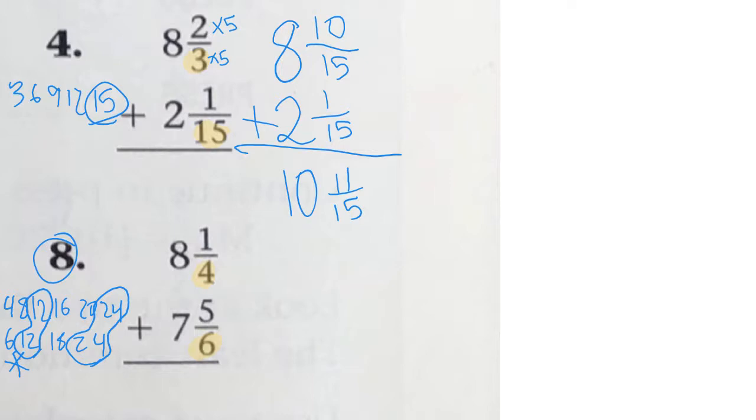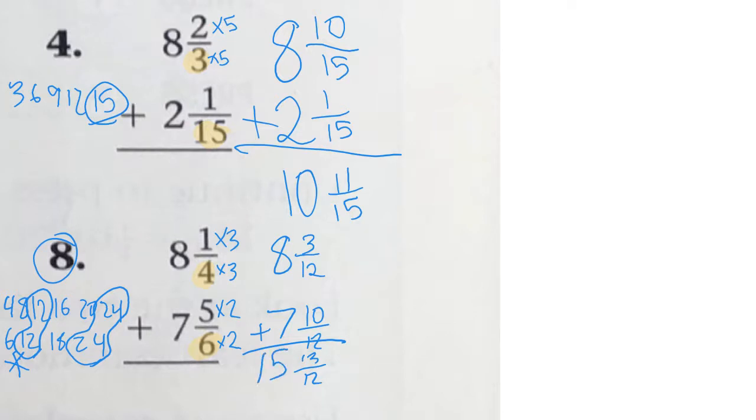So to get to 12, we need 3 4s. So this will become 3 over 12. The whole number stays the same. And to change 6 to 12, we need 2 6s. So this becomes 10/12. The whole numbers stay the same. So we're going to have 13/12 and 15 whole, but we have an improper fraction.